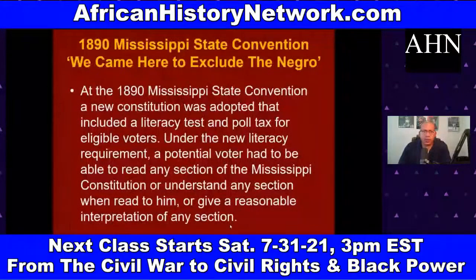We talk about the Mississippi State Convention of 1890, where Solomon Saladin Calhoun, who was the white judge, presided over the convention, and said, "We are here to exclude the Negro," because they were trying to disenfranchise African Americans and suppress our vote in 1890 in Mississippi. Still trying to do it today.